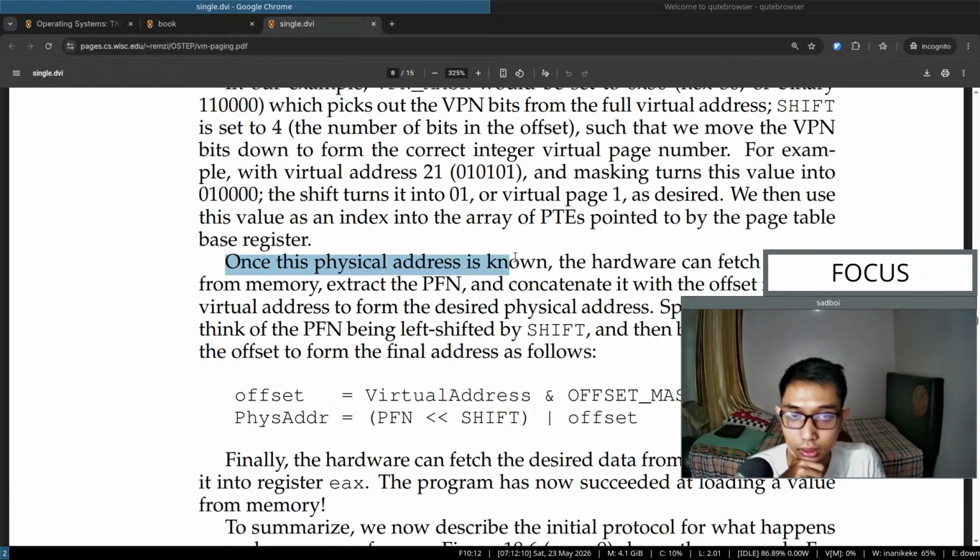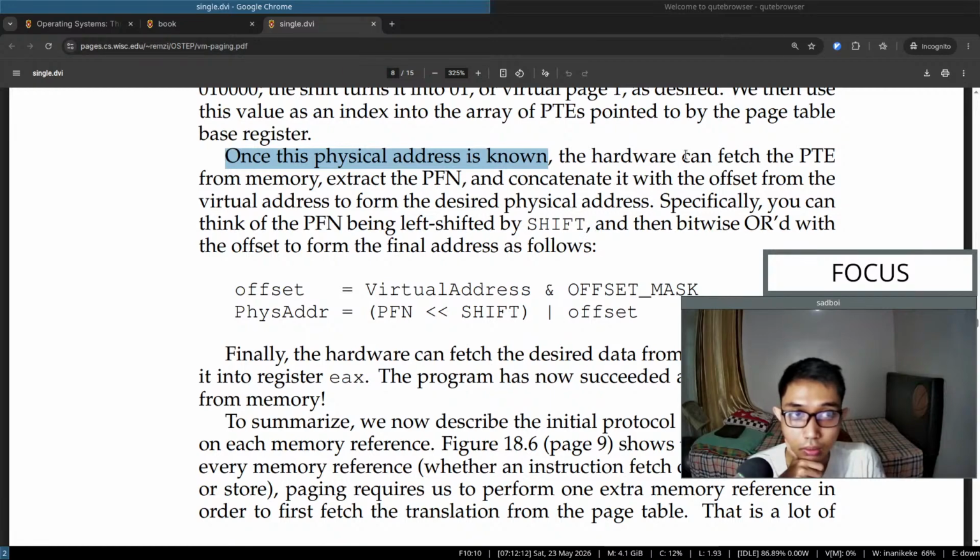Okay, once this physical address is known, the hardware can fetch the page table entry from memory, extract the page frame number, and concatenate it with the offset from the virtual address to form the desired physical address. Once this physical address is known, the hardware can fetch the page table entry from memory.